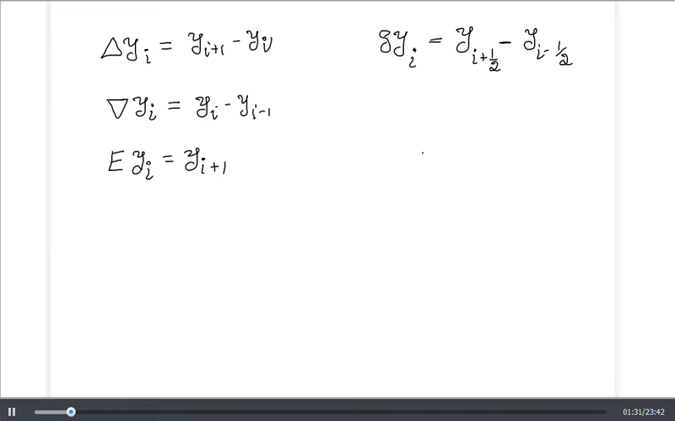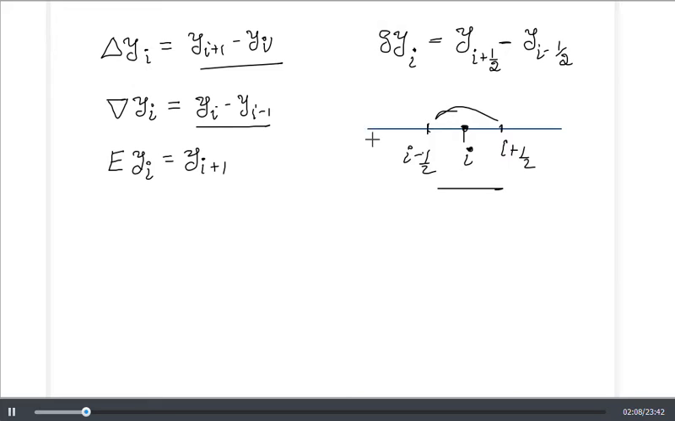Suppose you are on a line, and here you are standing at i. To take the difference, you are in the center, and you move one step forward and one step backward, then you take this difference. It means you take the difference between the i plus 1 by 2 term and the i minus 1 by 2 term. The total step size is the same: here also you are taking 1, here also you are taking 1.